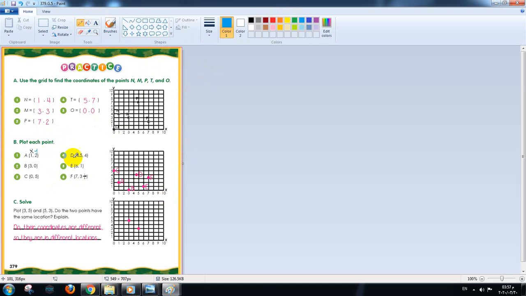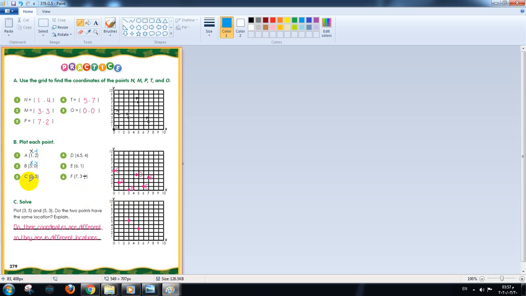Okay, we will go to the coordinate plane at 1 on the x-axis and 2 on the y-axis. You can find A here. What about the point B? The point B is 3 and 0, 3 from the x-axis and 0 from the y-axis. When you get the point B, you have to get 3 on the x-axis and stay at 3 on the x-axis, not go up.